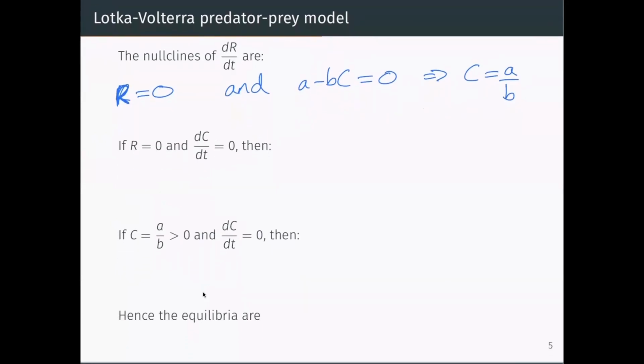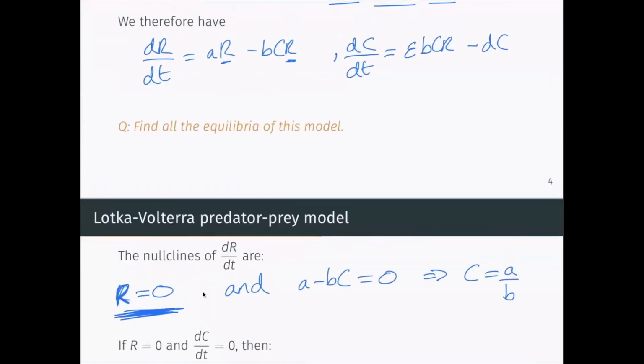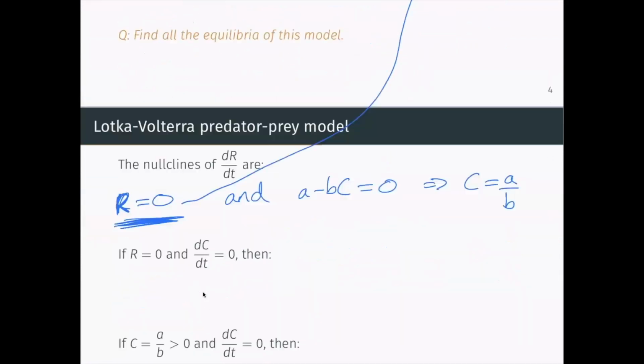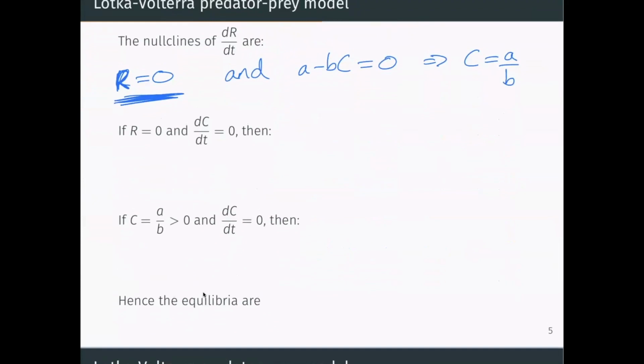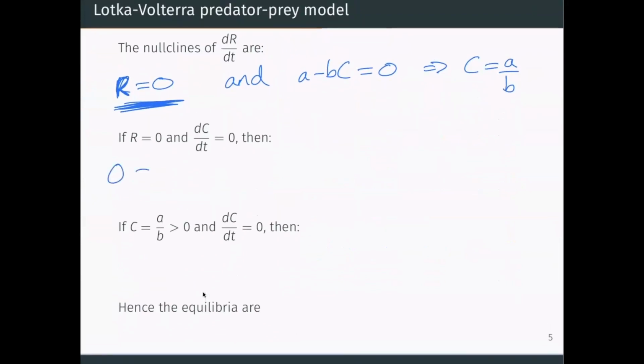Okay, let's think about what happens on this first null cline here. If R is equal to 0, we need to think about what happens when our consumer is also not changing. So dC/dt is equal to 0. So that means we substitute R is equal to 0 into this equation here and set that equal to 0. So that equation there, we're going to have 0 is going to be equal to epsilon B C R minus D C. And we're going to set this R as equal to 0. So this is just going to equal minus D C. So for that to equal 0, D is a positive parameter, so C must equal 0. So we have another null line here.